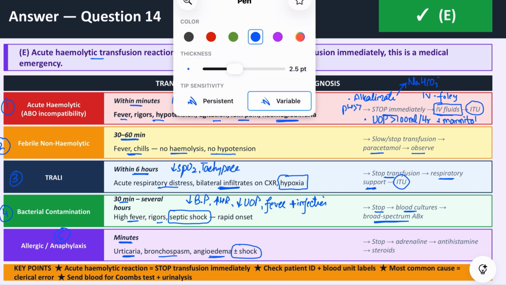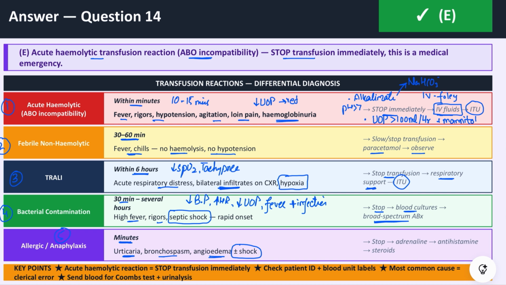Regarding the management of anaphylactic shock, the most important thing is stopping the transfusion and giving the patient adrenaline, antihistamine, and steroids. How can we give adrenaline? We will use 0.5 mg intramuscular adrenaline, in the form of 1:1000. We have to give the patient this 0.5 mg intramuscular every 5 minutes till there is some response.